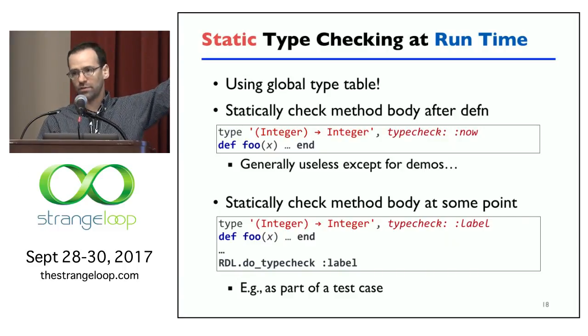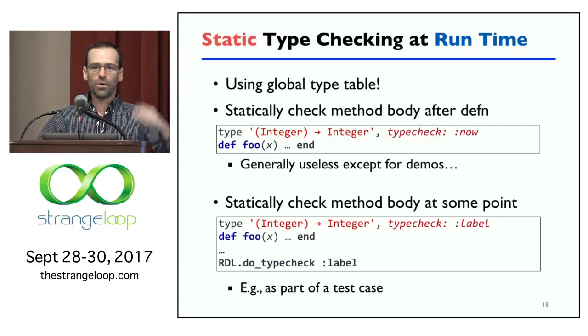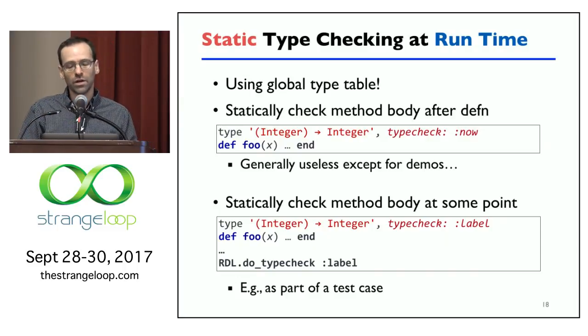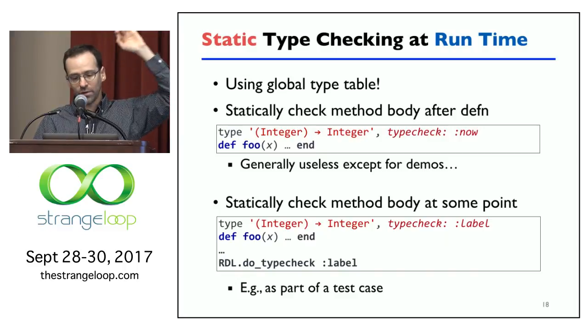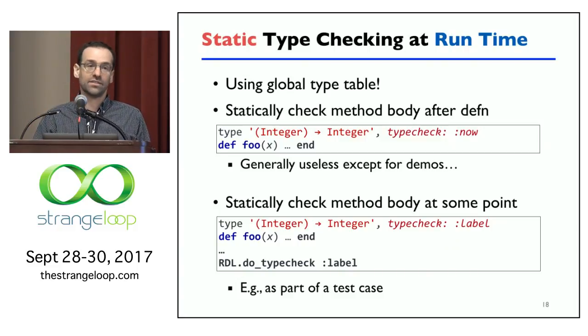Now, that's actually kind of useless, except in demos. You don't usually want to type check things right after you define them. For example, mutually recursive functions kind of don't work that way. But a really good way to do it is you can just put some label on the type check annotation. You can say type check at label, and then you can do type check at that label sometime later. And so that lets you actually turn type checking into a test. So you can write a test case that when you execute it, just type checks some chunk of your program, right? All right, so now that we have that feature, we can solve the metaprogramming problem.